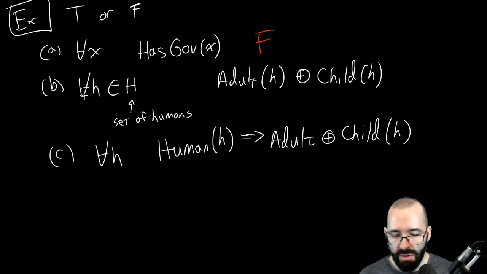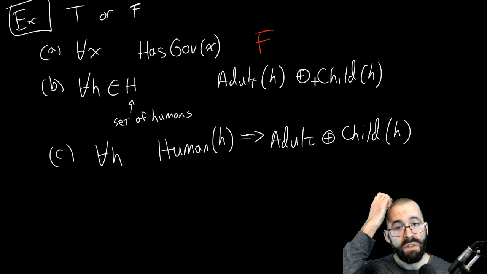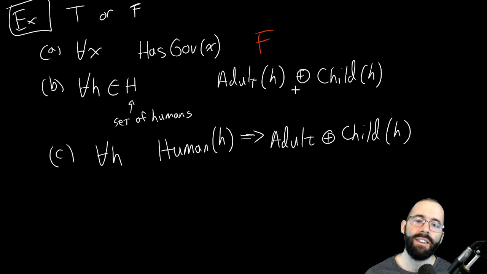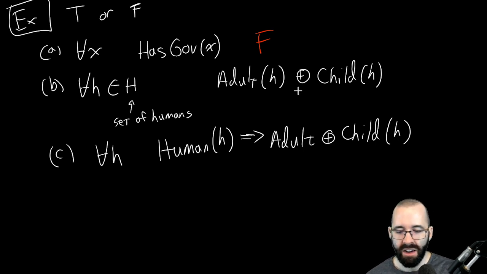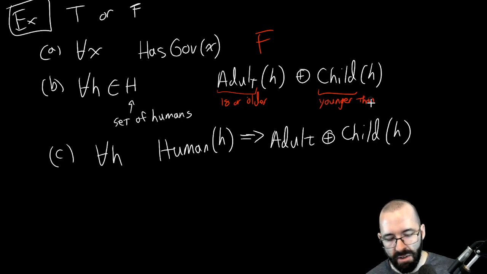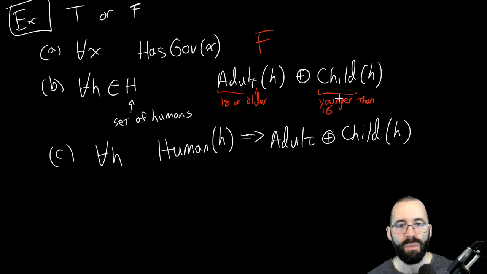B, we do specify. For all h coming from the set of humans, so all humans, are all humans either an adult or a child and not both? Okay? And here, again, we really get into some nitpickiness. It depends on how you define these functions, right? It depends on how you see the world. Now, if you define adult as somebody who is 18 or older, and you define child as younger than 18, then yes, this is true. Every human who's alive is either an adult or a child, but not both.